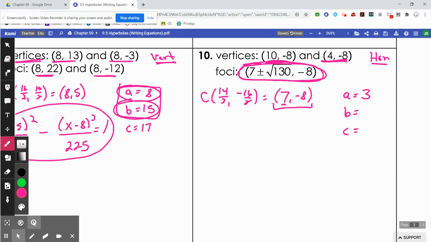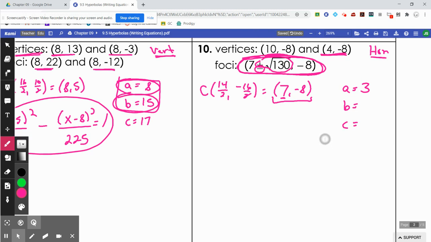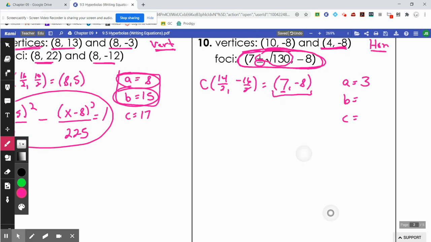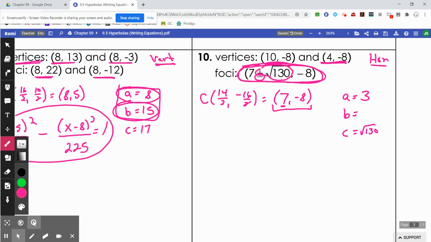When you add 7 plus root 130, that gives you one of the foci, and 7 minus root 130 gives you the other foci. So therefore, the distance between the 7 and the foci must be that root 130. So therefore, there's your distance to each foci. And again, you can also take the center and find the distance to each of these vertices, and that's another way of finding this A value here.